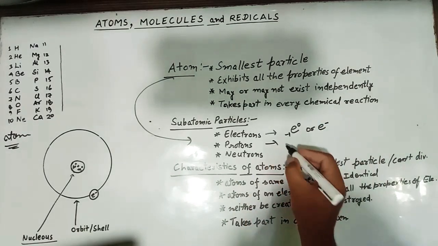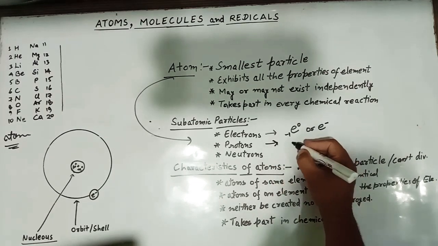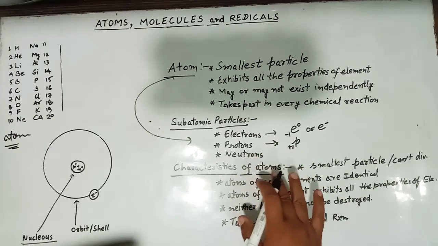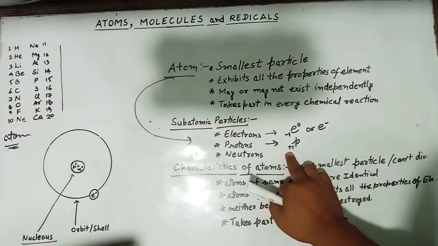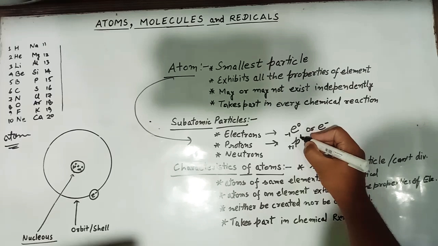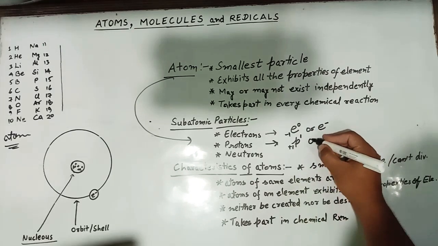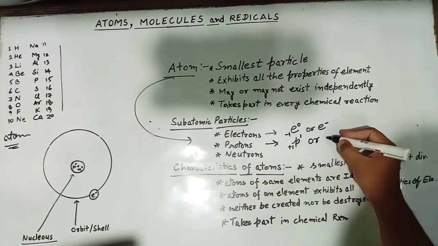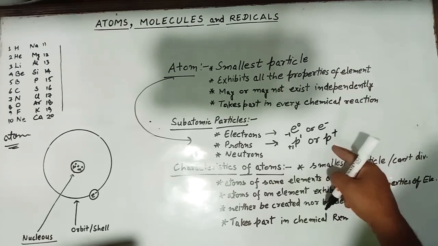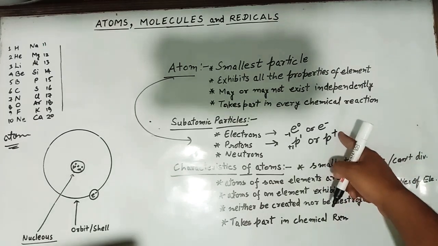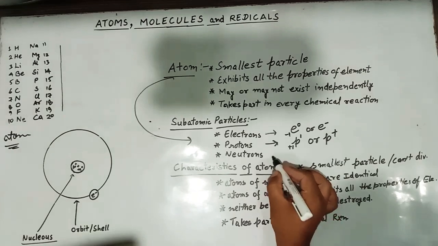Now come to protons. So what are protons? Protons are the positively charged particles in an atom, carrying 1 unit of positive charge and 1 unit of mass also, or we can denote it like this also and like this also. This is a proton having 1 unit of positive charge.